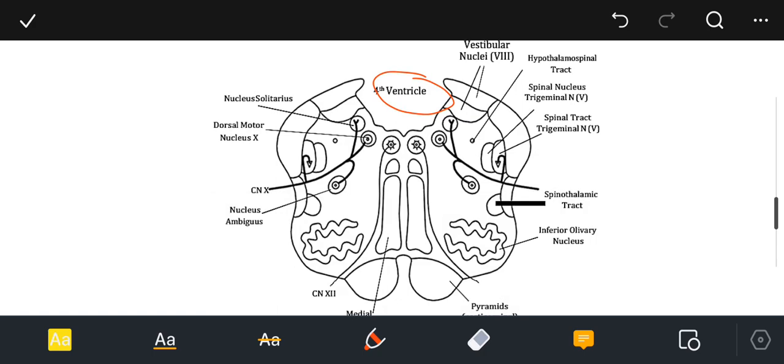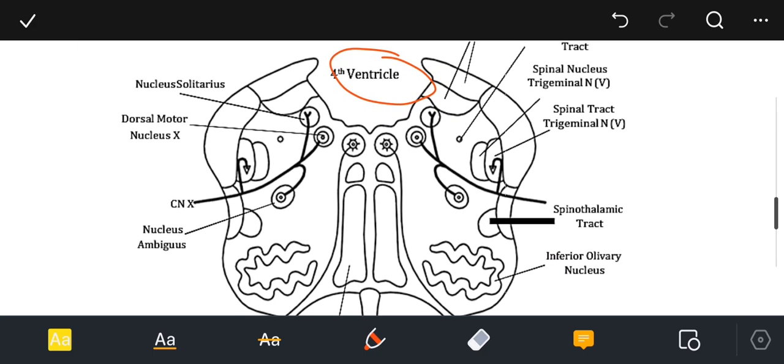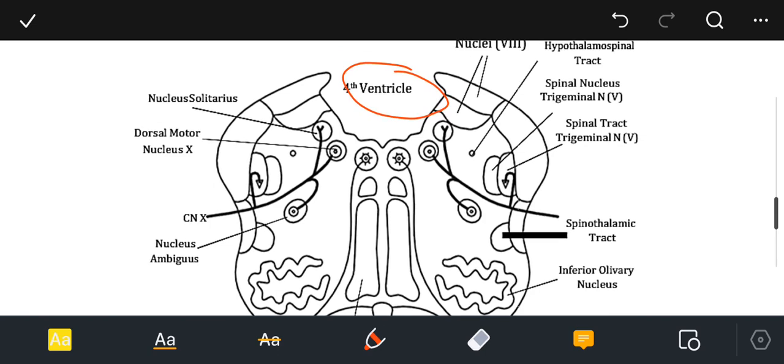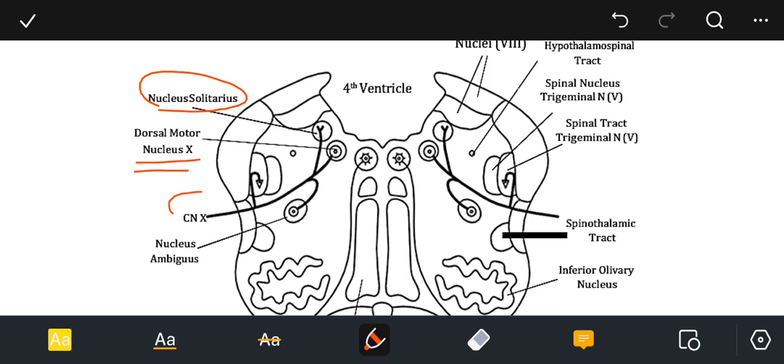If I talk about the medulla, again the very important thing that is present in the medulla is the fourth ventricle. Always locate that first. After that, look for the nucleus solitarius. The dorsal nucleus is for the vagus nerve, cranial nerve 10. You can also see that cranial nerve 10 is originating from the dorsal nucleus of the vagus as well as the nucleus tractus solitarius. So the nucleus tractus solitarius gives rise to multiple nerves. Then we have the nucleus ambiguus. Again, cranial nerve 10 is also originating from the nucleus ambiguus.